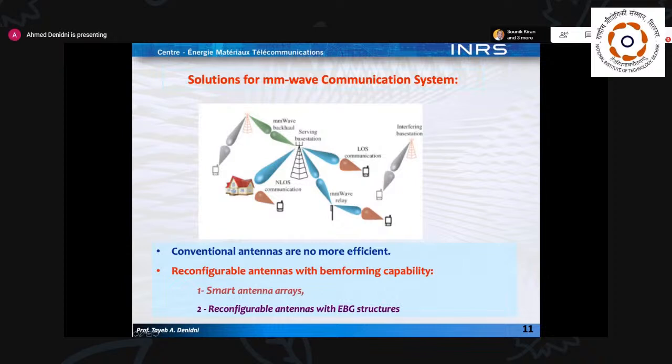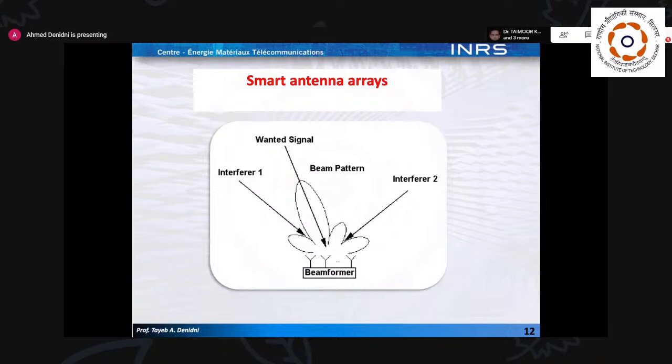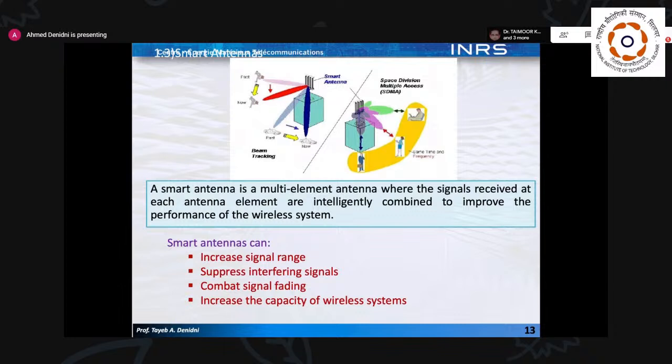We have two solutions. The conventional one is a smart antenna array; the second we present is a reconfigurable antenna. And in smart antenna, what does it mean? This means we use an antenna array that can shape its radiation pattern to follow the wanted signal. And if there is some interference, we create nulls in the radiation pattern in order to eliminate or filter them. In this application, for example, at the base station we have a smart antenna and we can create multi-beam for the user.